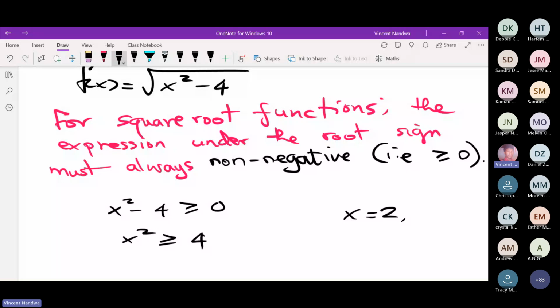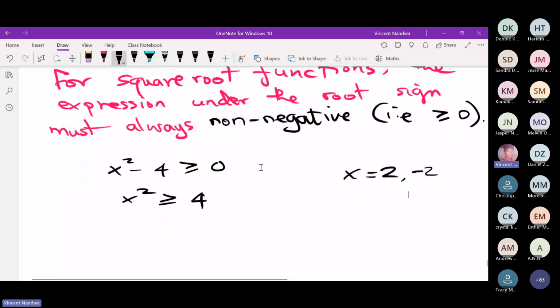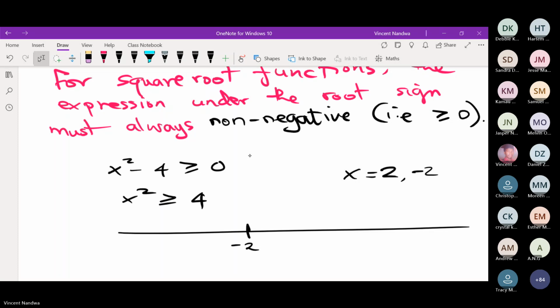Don't disappoint your high school maths teacher. Which values of x? Negative 2 and 2, both of them satisfy that condition. So having those two numbers, you draw a real line. Where we have -2, we have 2, and this is going to be positive infinity, and this is going to be minus infinity.